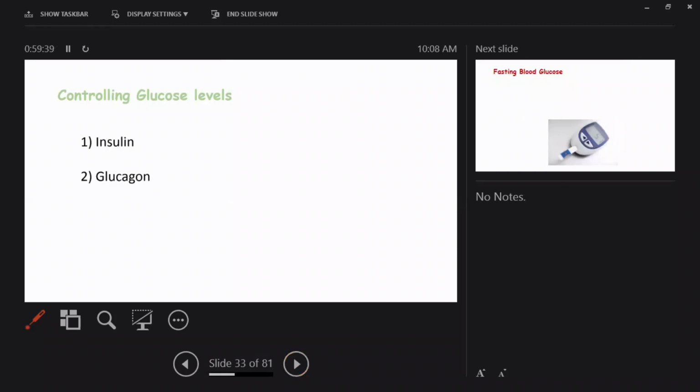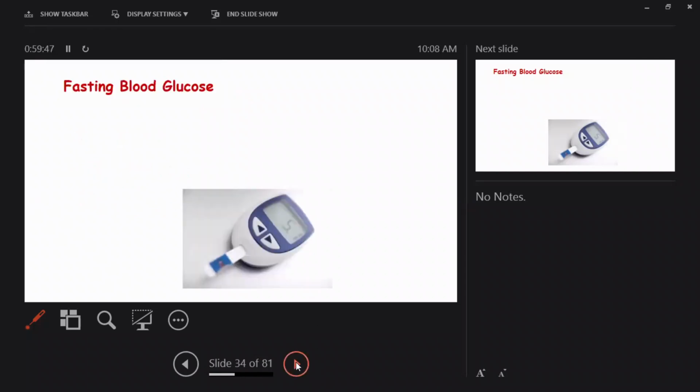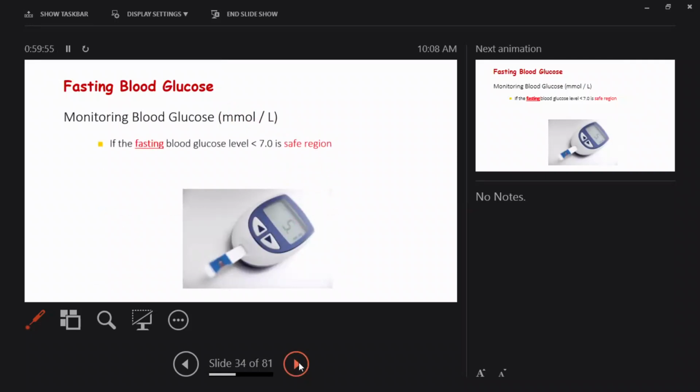So, controlling glucose level: insulin and glucagon. These are the two main hormones responsible for controlling glucose level in our body. Fasting blood glucose is used to monitor blood glucose, normally in millimoles per liter. If the fasting blood glucose level is below 7, it is the safe region. Any of you ever checked your fasting blood glucose level? Never? Maybe you should check.